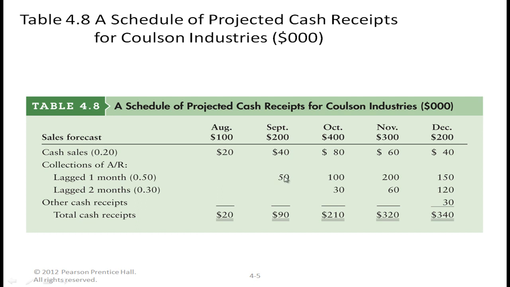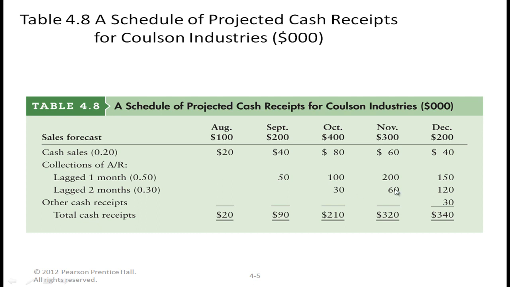But this 50 here is 50% of 100. So we sold 100. Half of that will be paid 1 month later. And you'll notice that half of September sales get paid in October. So that's 100 there. Half of October sales, 400, get paid off in November, etc. And then after 2 months, the rest of it gets paid off. So this is 30% of August sales in October. So 2 months later, the people who didn't pay off their balance, right? If you add these up, 20 plus 50 plus 30, that adds up to the $100 in sales in August.